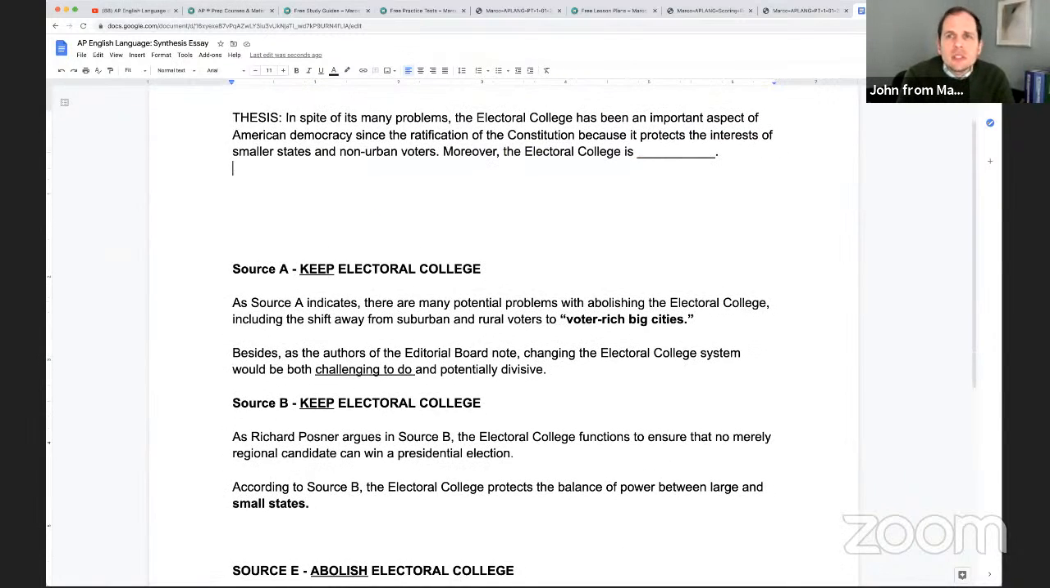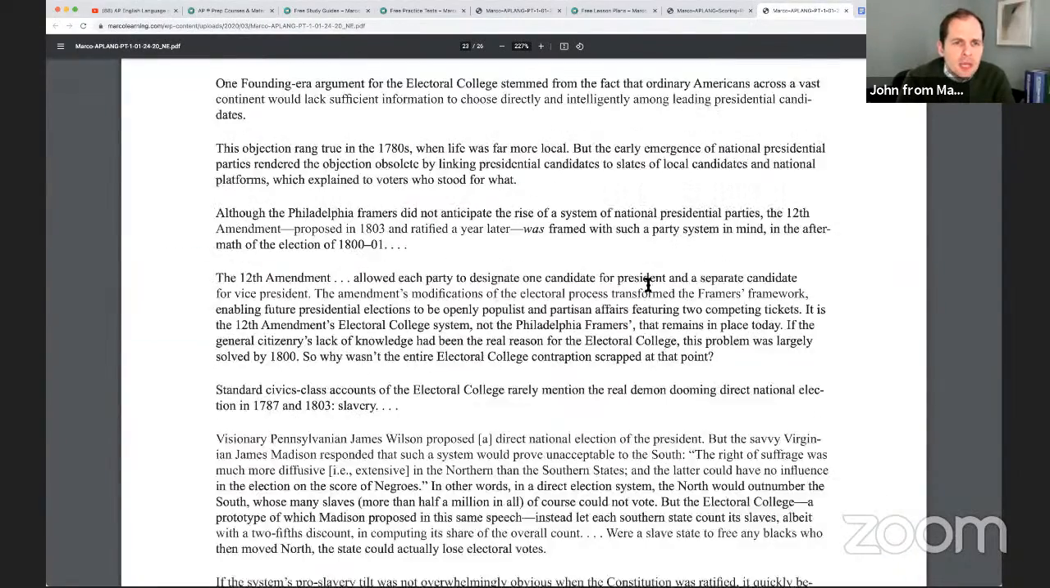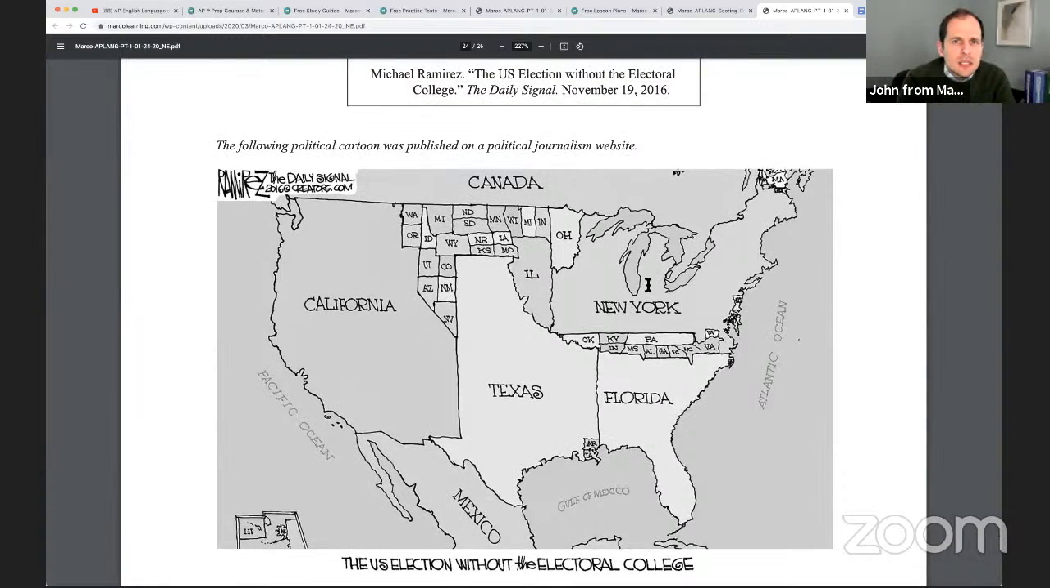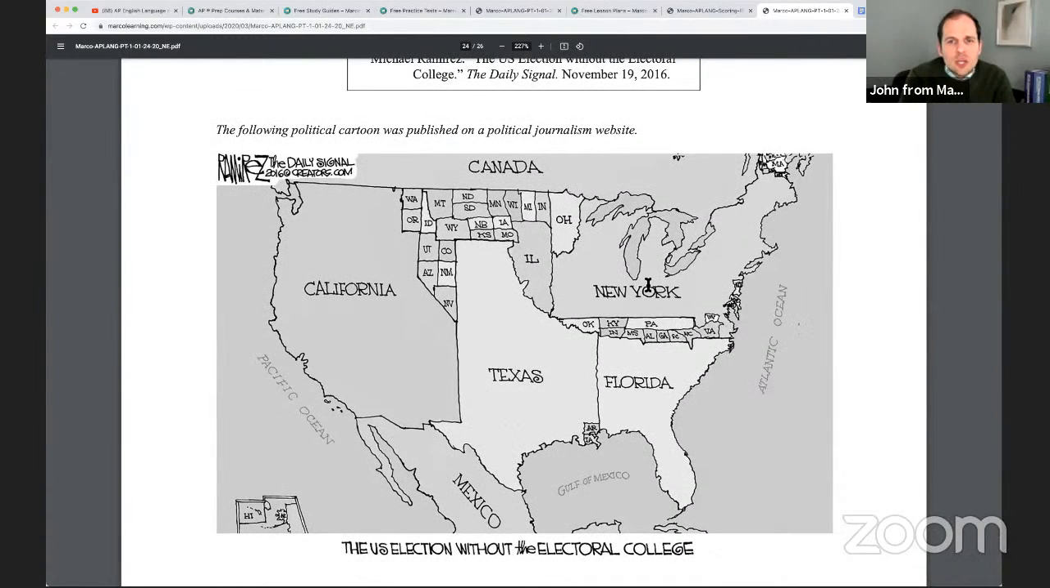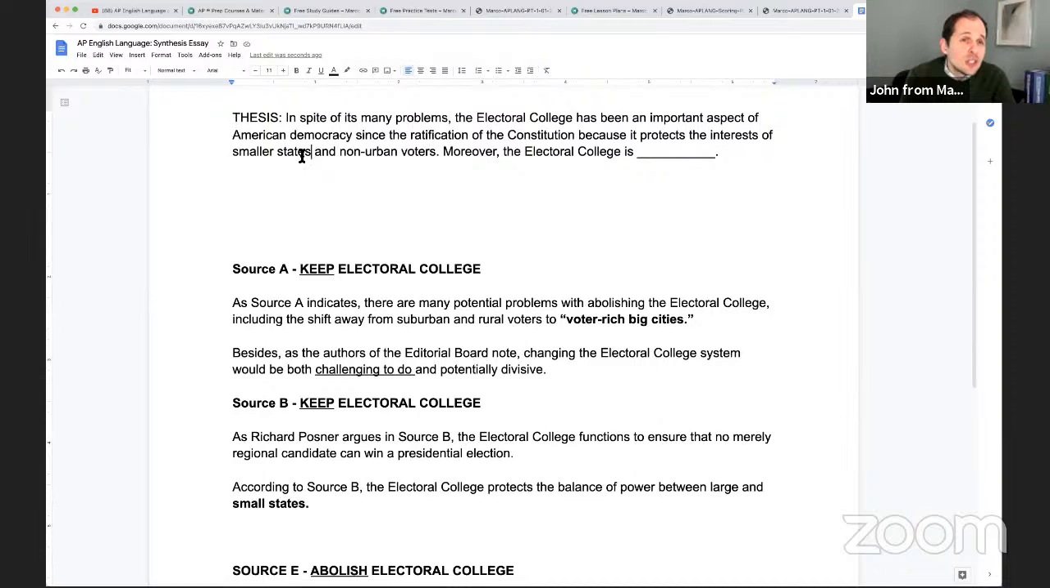Let's come back to the sources real quick. Oh, I love this, right? Because this shows the US election without the Electoral College. That's a lot of people in a lot of states that are less important if the Electoral College goes away, because New York, Florida, Texas, and California are such a large part of our population. And I'm over here in New Jersey, which is going to be stepped on. So I think that's another thing. Maybe actually it's two issues here. Smaller states is one issue and non-urban voters is another.